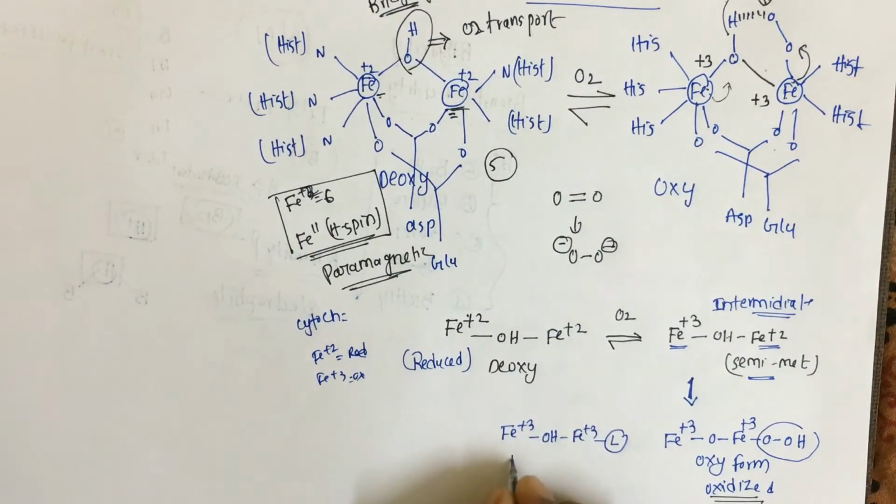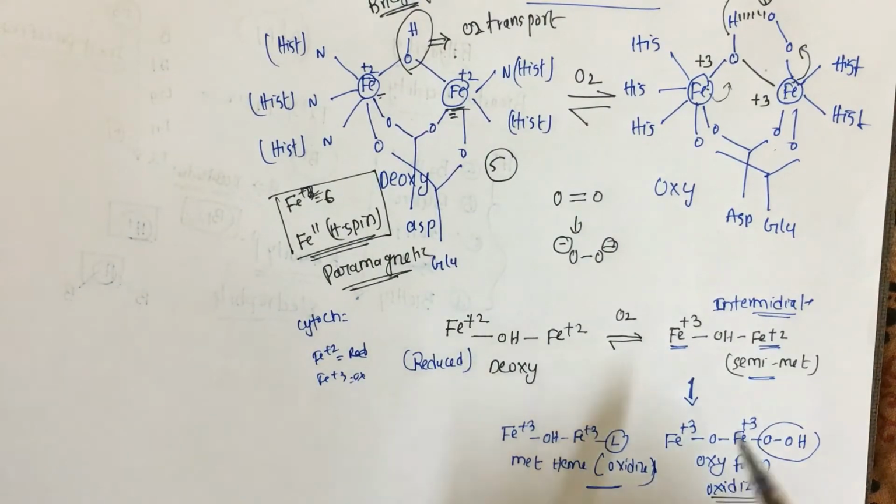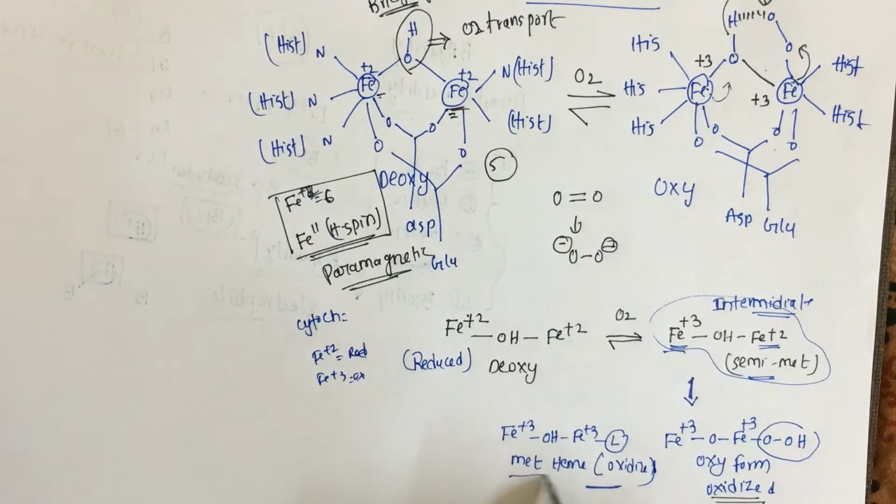So this is called the chemistry of hemerythrin, and this is also an oxidized form. Here, two intermediates we have to remember: semi-met-hemerythrin and met-hemerythrin. In semi-met-hemerythrin, one iron atom is in the plus 3 oxidation state and the other iron atom is in the plus 2 oxidation state, whereas in met-hemerythrin both the iron atoms are in the plus 3 oxidation state. So we call it an oxidized form, and this oxy form also we call an oxidized form.